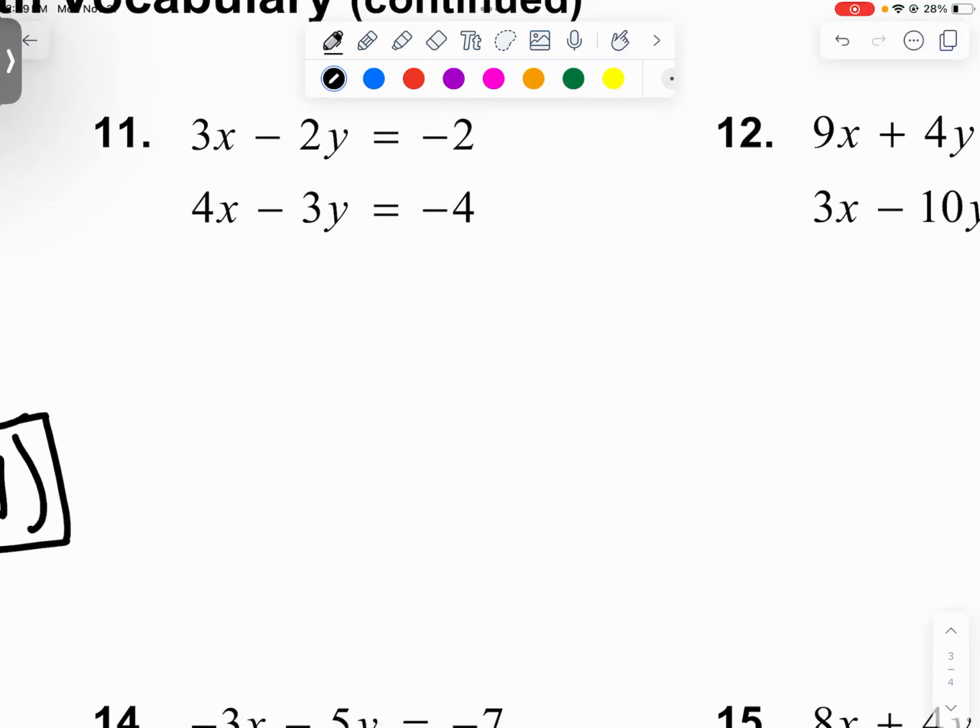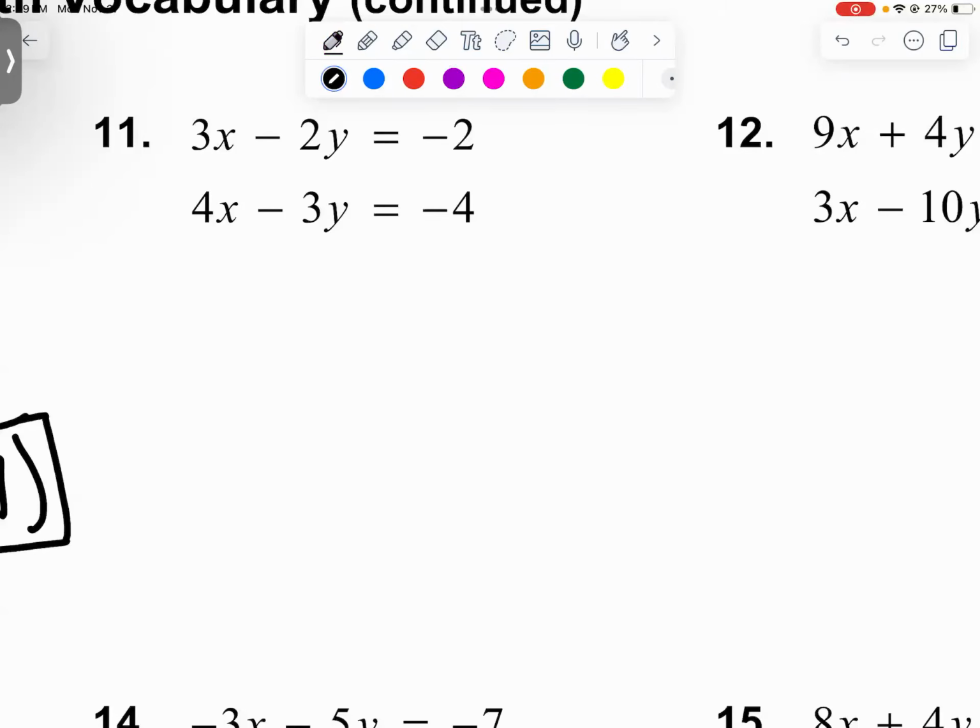Let's look at number 11. Do we have a set of variables with opposite coefficients? No. What we need to do is we need to multiply one or both of these equations to force x's or y's to be opposite.